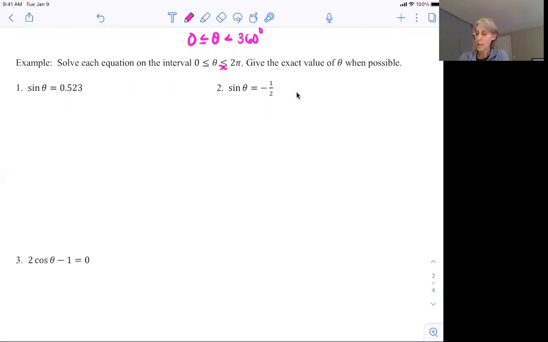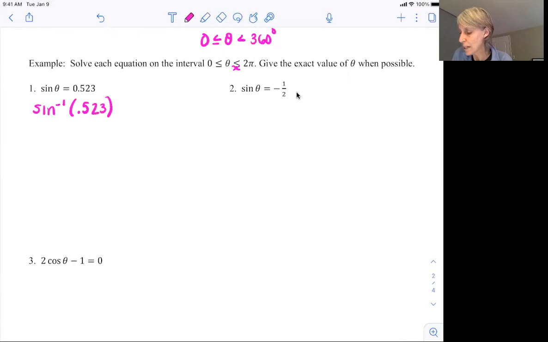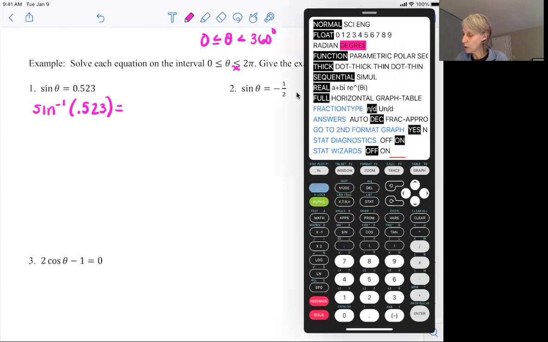So in our first example, sine of theta equals 0.523. Basically, I want to get the angle by itself. I'm going to use my inverse trig if I want to find the value of that angle. I want to find the angle that gives me a sine of 0.523. Remember, that's what that inverse trig means. So I go to my calculator. I make sure I'm in degree mode.